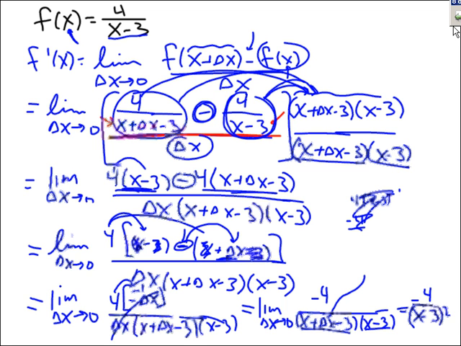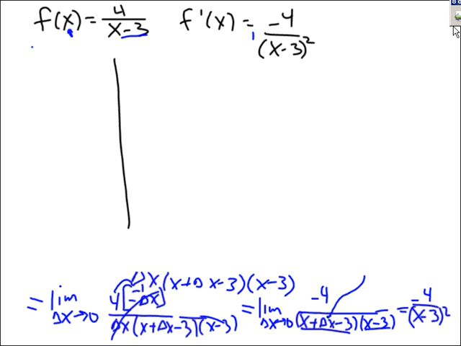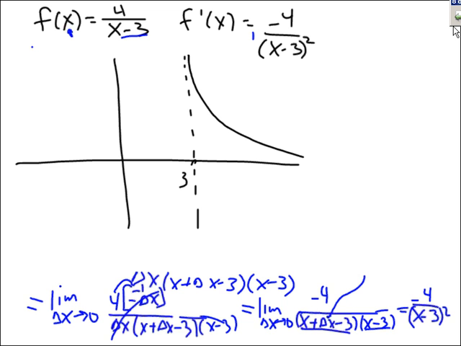Now, since we've just been using the definition, let's review what this means. What does it mean that the derivative is negative 4 over x minus 3 squared? Remember, the derivative is the slope formula. The derivative gives you the slope. So what is going on? Just in case the graph happens to look like this, and it does, trust me, I now have the slope formula. For example, f prime of 4.